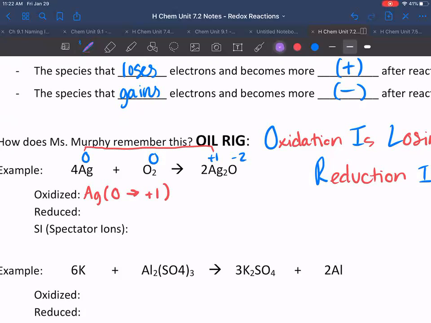That leaves me with oxygen, which goes from 0 to -2. Therefore, O2 was the reduced species, going from 0 to -2. Did we have any other species involved? No, so we just write none. We don't have any spectator ions.